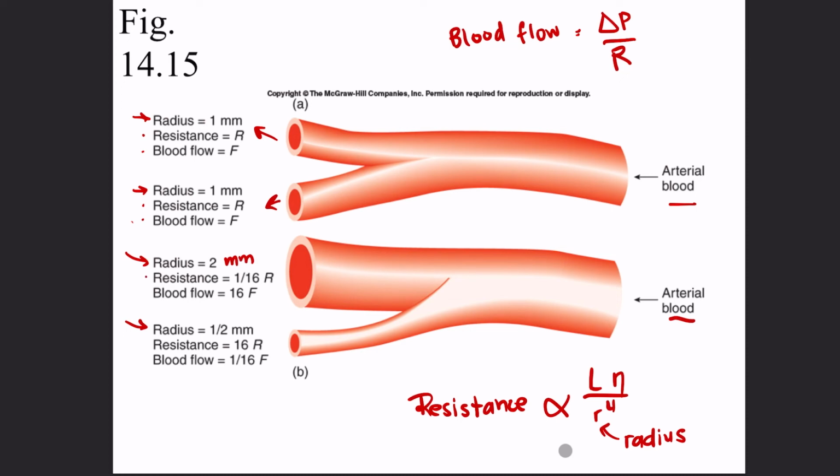Notice though the difference between the resistance and the blood flow. The blood flow here is 16 times greater than the blood flow in these top examples. And the blood flow here is 1/16 of the blood flow at the top. The resistance here is 16 times the resistance of the top. And then the resistance of the bigger vessel is 1/16 of the resistance here. And so the size of the vessel matters. And the smaller the vessels are, the more resistance there will be, the less blood flow.